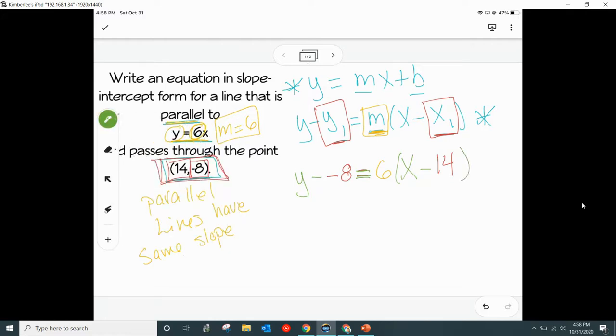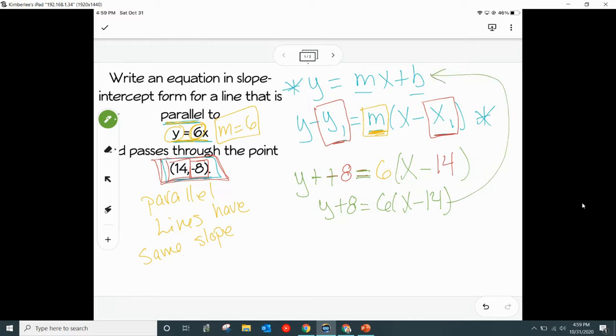Close your parentheses. Now, we could simplify this a little bit because a minus actually becomes a positive. So we could write this as y plus 8 equals 6 times x minus 14. If we left it here, that would be point slope formula. Now, if you want to take it even further, you could simplify this to get it to look like this one.